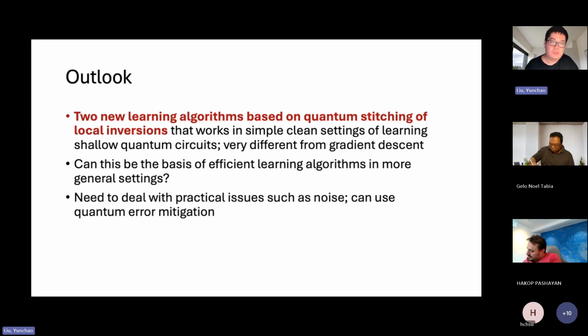But here we can use quantum error mitigation because all we need for the learning algorithm is to use local observables. And we can use quantum error mitigation to get error-free local observables. And maybe that could be a way to reduce noise.